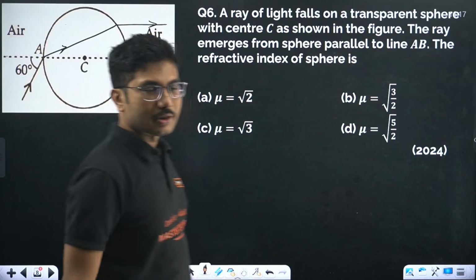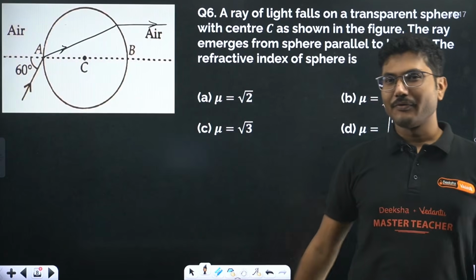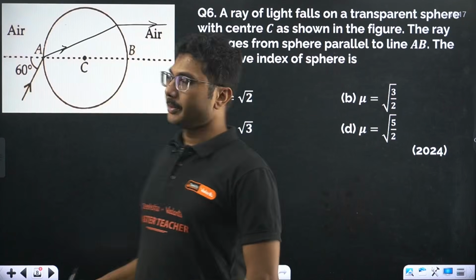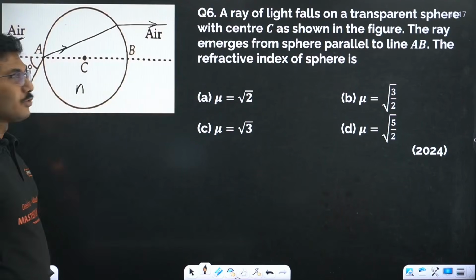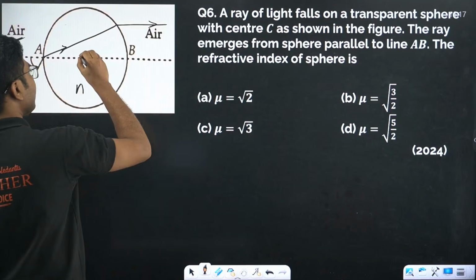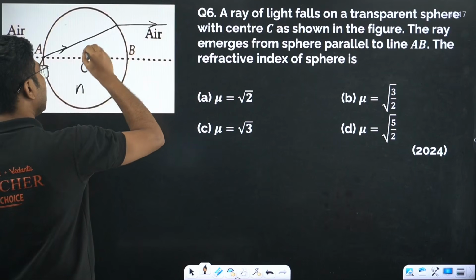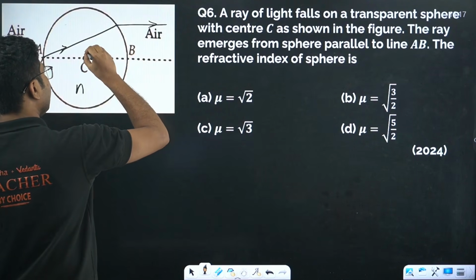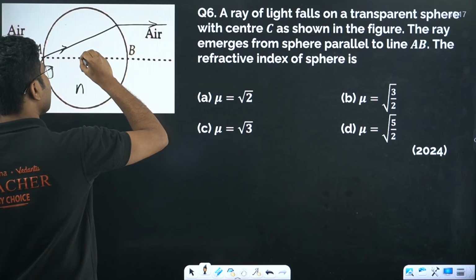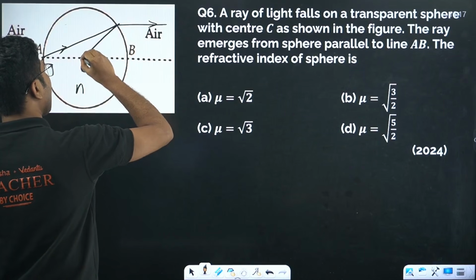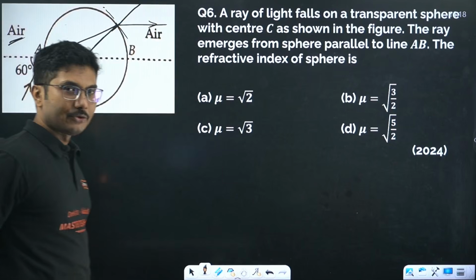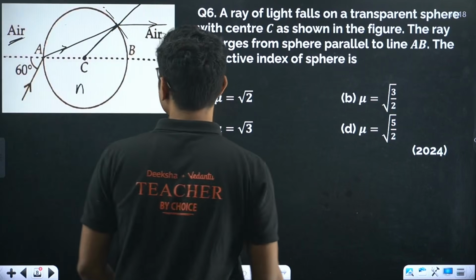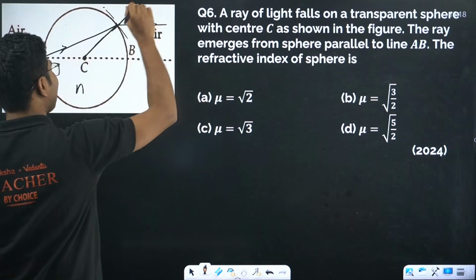Now how to solve this question? They ask you what is the refractive index of this medium, this glass. Outside is air. So how to solve it? First you have to remember that if you join the center with a point on the circle, this is a property of circle applicable to sphere as well, and extend it, it gives you a normal to the tangent. That means this line acts as a normal.